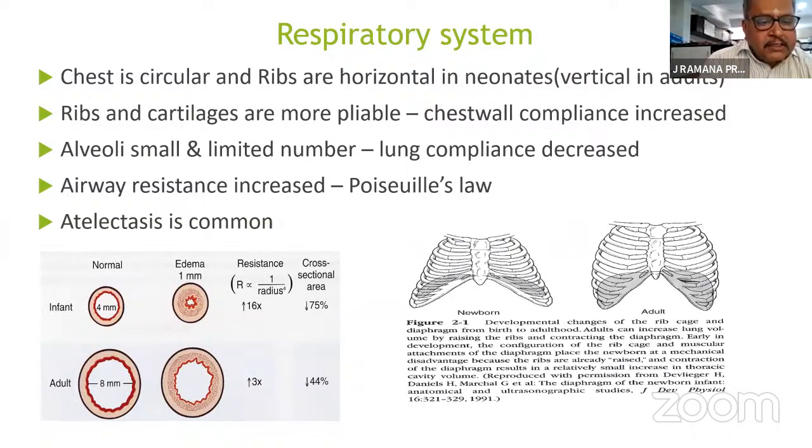This is a diagram showing the cut section of the airway. In infants, it is 4 millimeters in size. In adults, it is 8 millimeters in size. So when there is an edema of 1 millimeter, as per Poiseuille's law, which states that resistance is inversely proportional to the fourth power of the radius, the cross-sectional area decreases by 75% in infants. 1 millimeter of edema decreases the cross-sectional area by 75%, whereas 1 millimeter of edema in adults will decrease the cross-sectional area by only 44%.